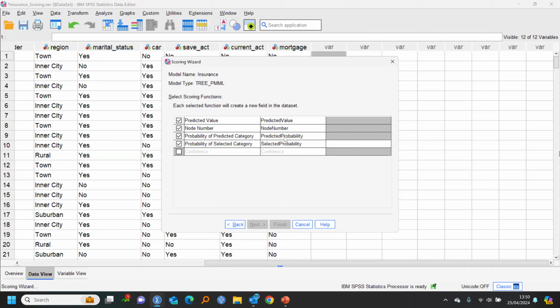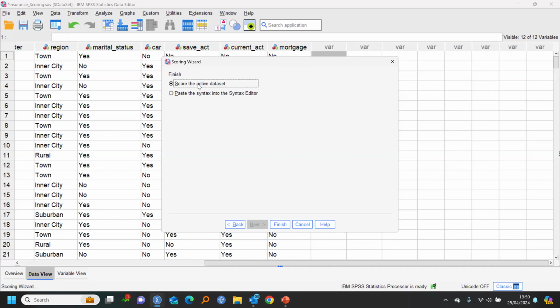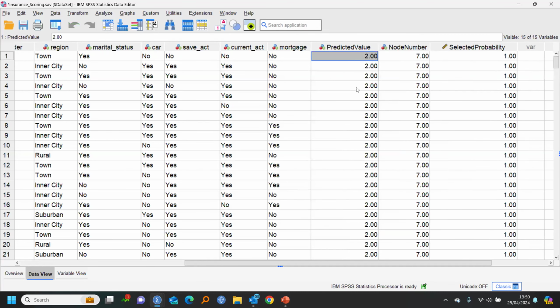I want to see the probability of the predicted value, or I'll say, show me the probability of a selected category, which will be category 2 here, which is the yes group. What's the probability if they're in the yes group that they will buy home insurance? Hit next at this point. Score the active data set. Hit finish. And it just basically runs it and says, okay, I predict these guys all to be 2s.